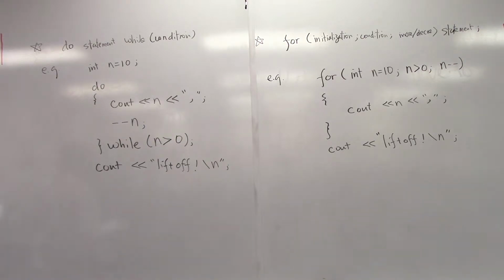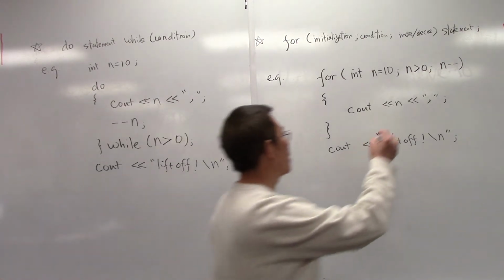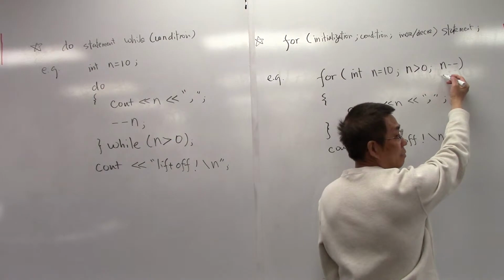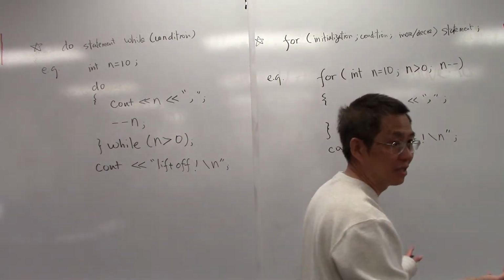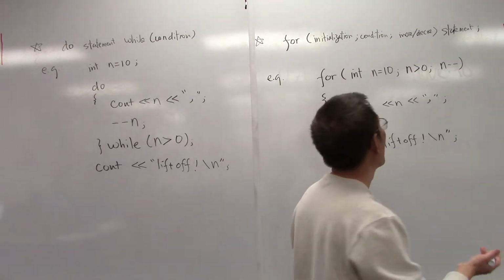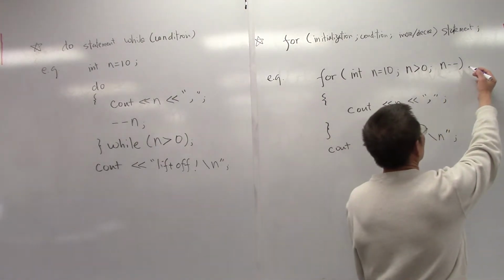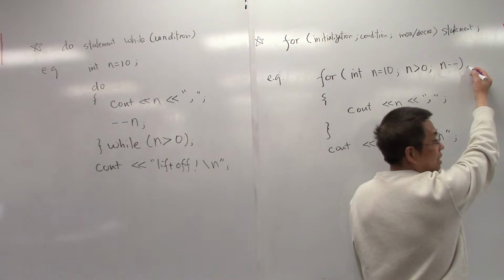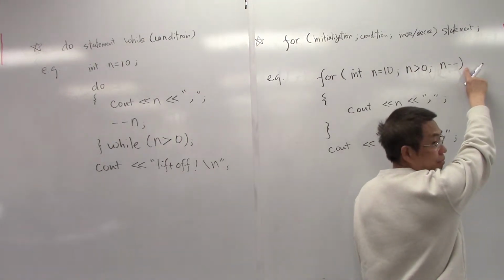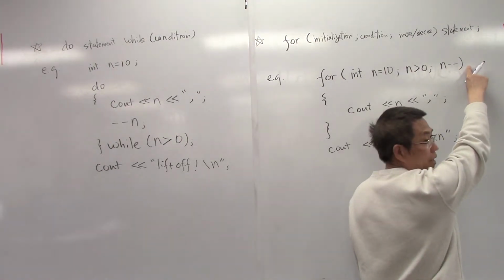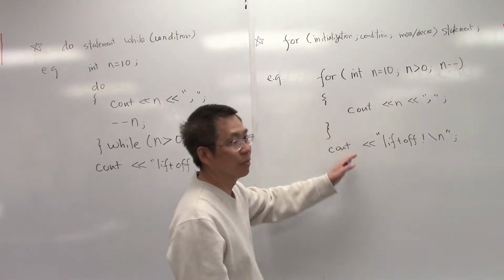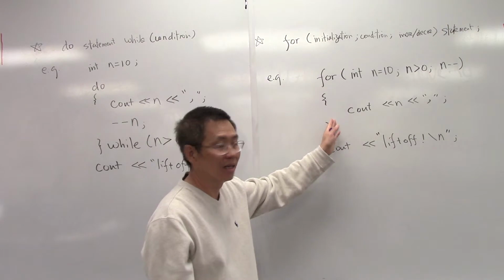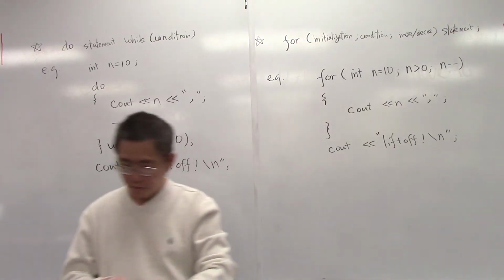Okay, and also for this program block, whether you write it as n minus minus or minus minus n, the result is exactly the same. Okay, and also don't forget to not put a semicolon after this. If you put a semicolon here, it becomes an empty for loop, okay? And this will be executed once, regardless of the condition.